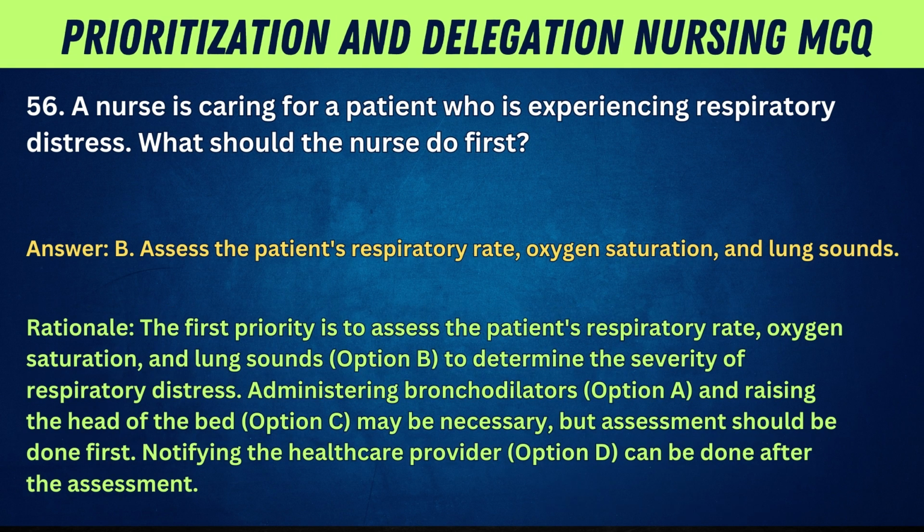Answer. B. Assess the patient's respiratory rate, oxygen saturation, and lung sounds. Rationale. The first priority is to assess the patient's respiratory rate, oxygen saturation, and lung sounds, option B, to determine the severity of respiratory distress. Administering bronchodilators, option A, and raising the head of the bed, option C, may be necessary, but assessment should be done first. Notifying the healthcare provider, option D, can be done after the assessment.